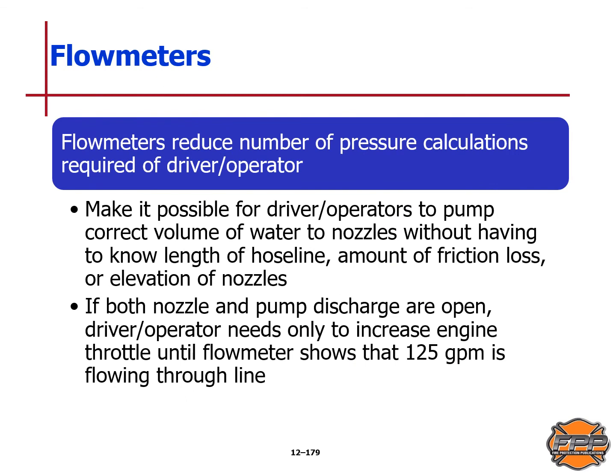Flow meters reduce the number of pressure calculations required of the driver operator. They make it possible for the driver operators to pump the correct volume of water to the nozzles without having to know the length of hose line, amount of friction loss, or elevation of nozzles. If both the nozzle and pump discharge are open, the driver operator needs only to increase the engine throttle until the flow meter shows that 125 gallons per minute is flowing through the line.